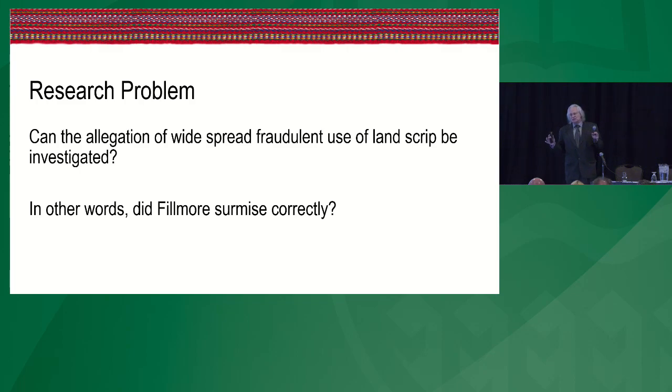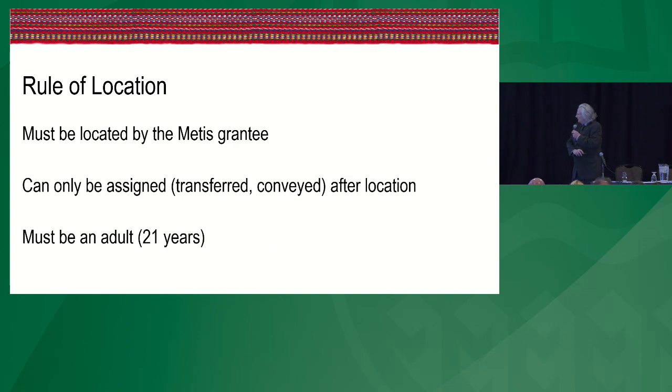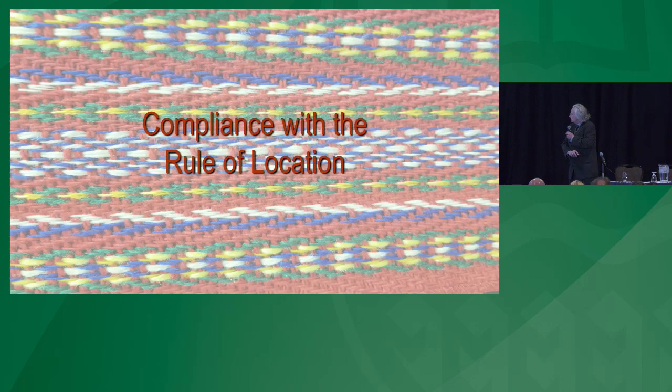Now, there's a lot of challenges here. There's not going to be any witnesses to say, yes, this happened and it was fraud. This is going on. What sort of records are they going to keep about this nefarious activity? But we took on that challenge. So the real hinge of this on land scrip is the rule of location. It must be located by the Métis grantee, can only be assigned or conveyed after location, and must be an adult. That's the gist of the rule of location.